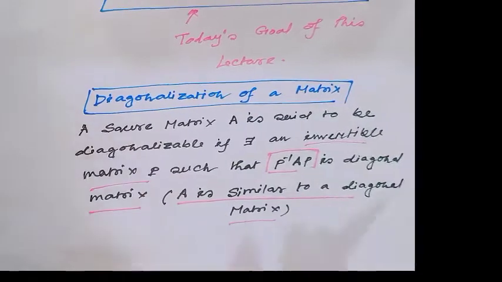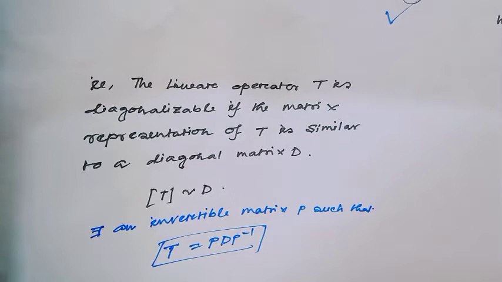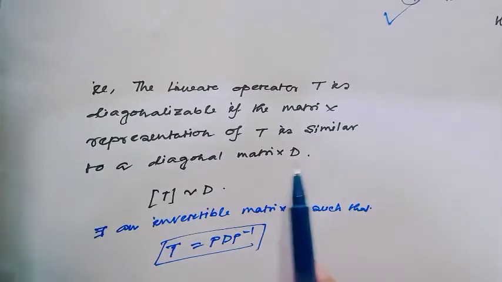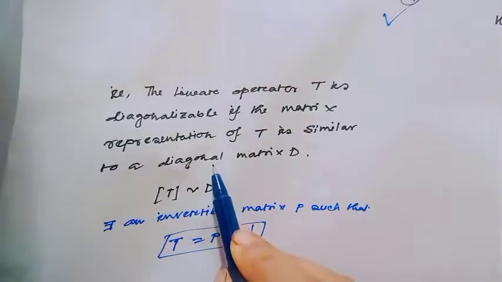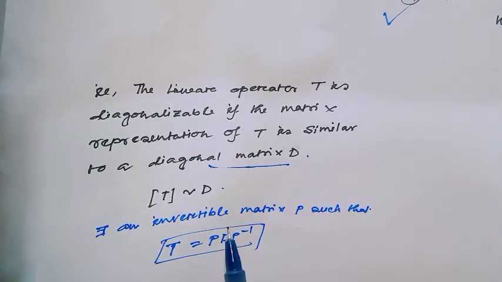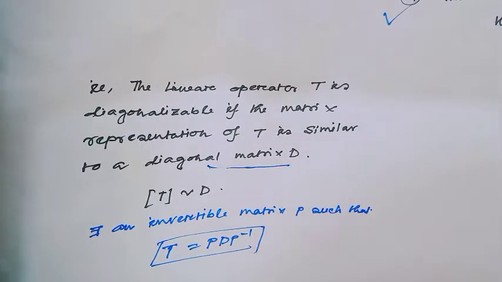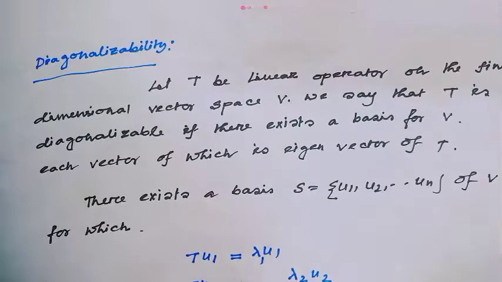That means a linear operator T is said to be diagonalizable when the matrix representation of T is similar to a diagonal matrix. That means, by definition, there exists an invertible matrix P such that T equals PDP inverse.